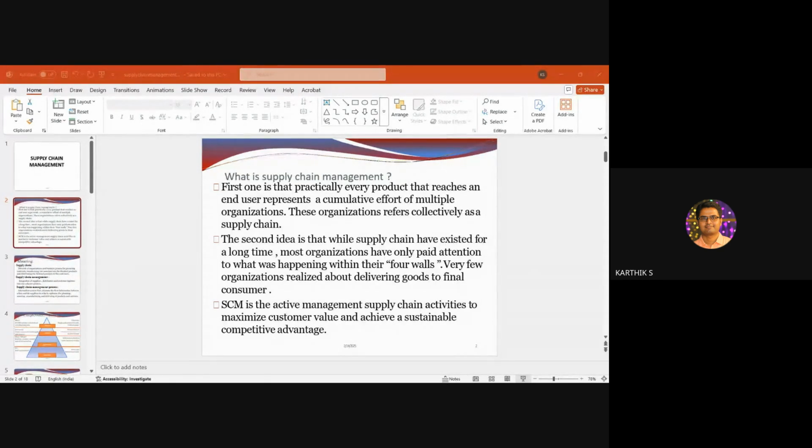So what is the supply chain? What is a chain? A continuous link between the first process to the second process and subsequent processes. So that's what we call a chain. And what is supply chain? The flow between these sequential steps can be said as supply chain.